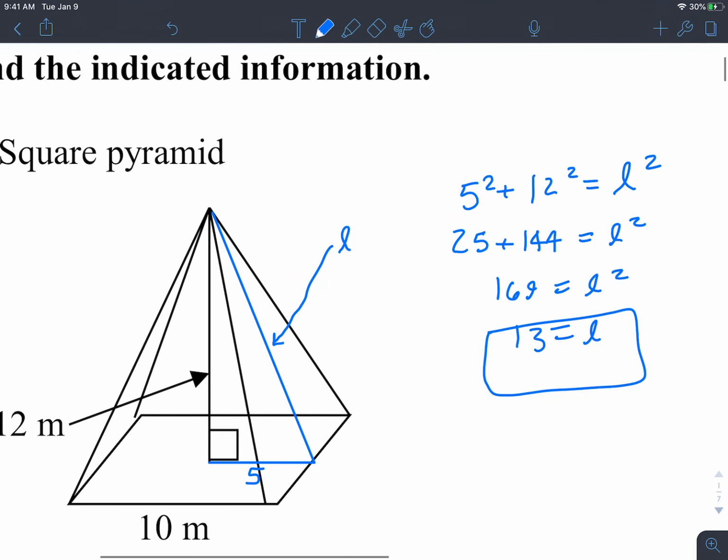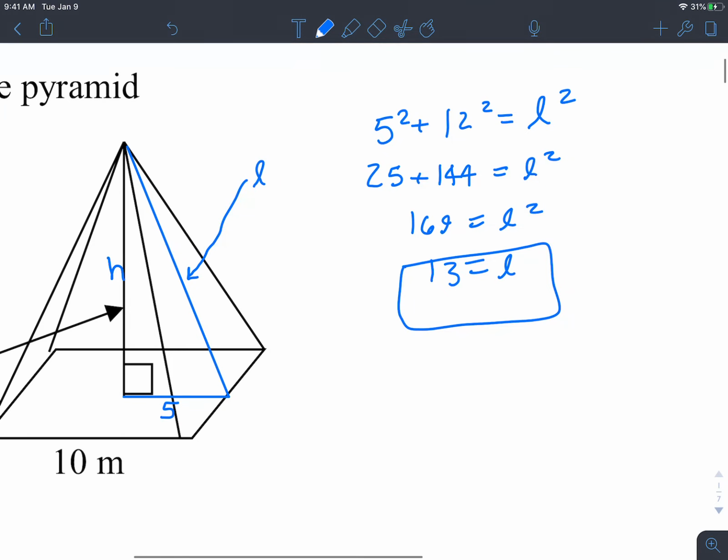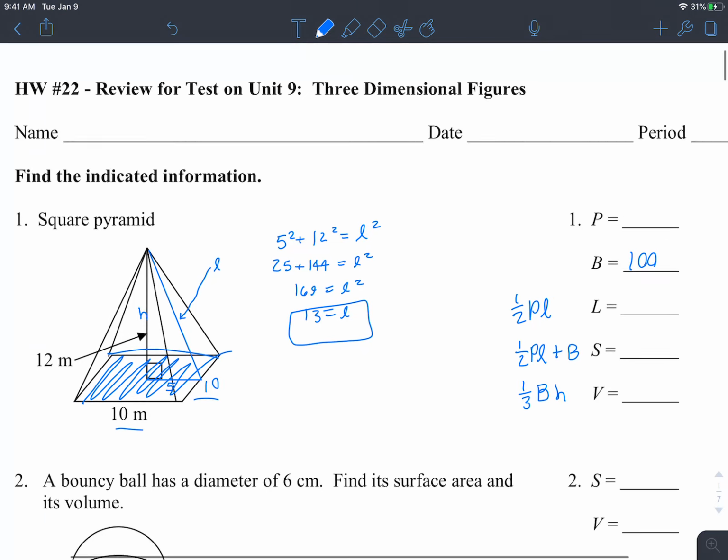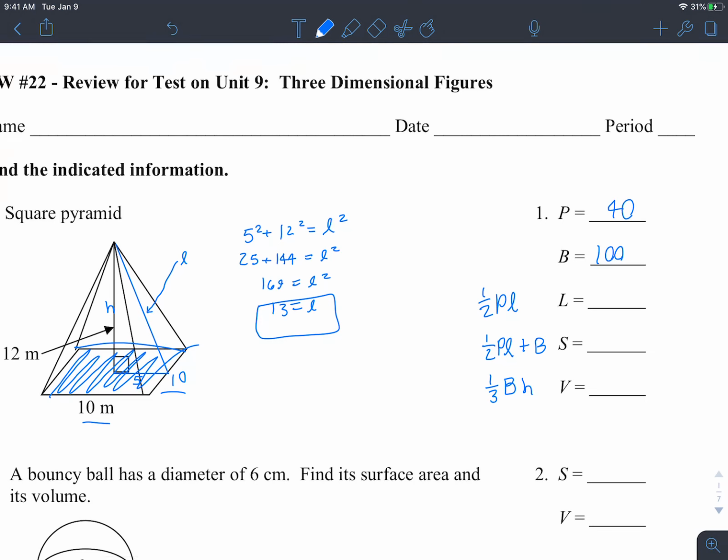Sometimes it's kind of good to relabel those dimensions there. That's where H is right there. The H is 12 in this case. L is 13, or the slant height's 13. So a couple other things that we will need. We need the area of our base. The area of our base is just the area of this square right there. So that's just 10 times 10. There's another 10 right there. So area of the base will be 100. The perimeter of the base actually is just going to be adding 10, 4 times together right there, or 10 times 4, so that should be 40. Then our units there will be meters.